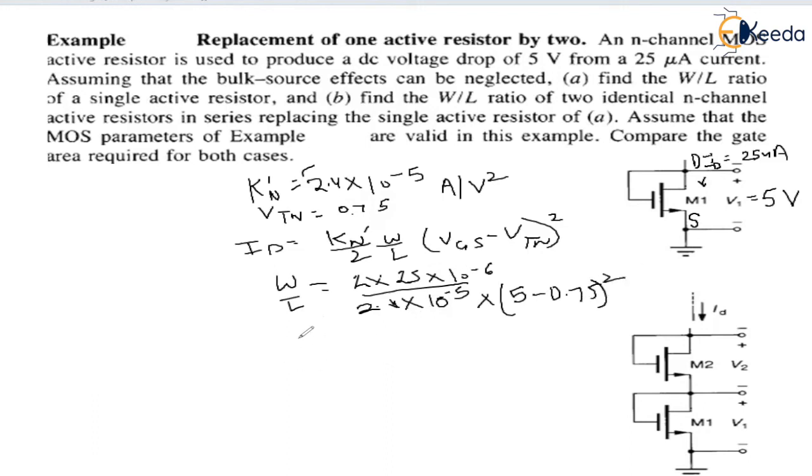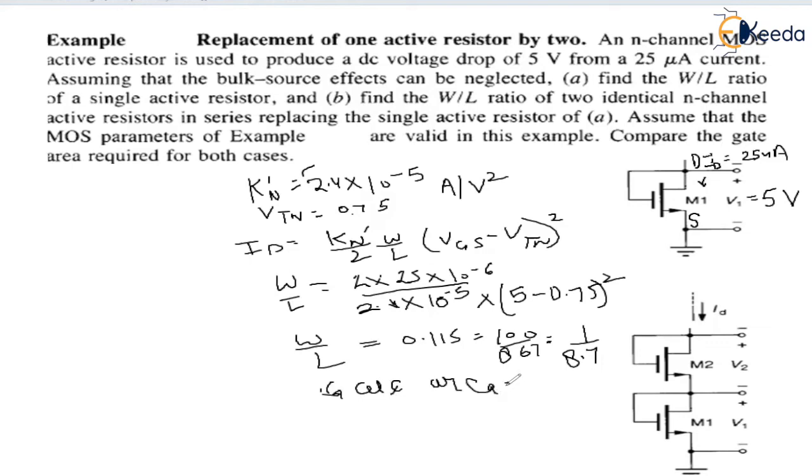So this W by L ratio is 0.115, which can be written as 100 upon 867, or we can say 1 upon 8.7. If we find the gate area, it is simply W into L. This gate area is 8.7 square unit. Okay, so this is our answer.